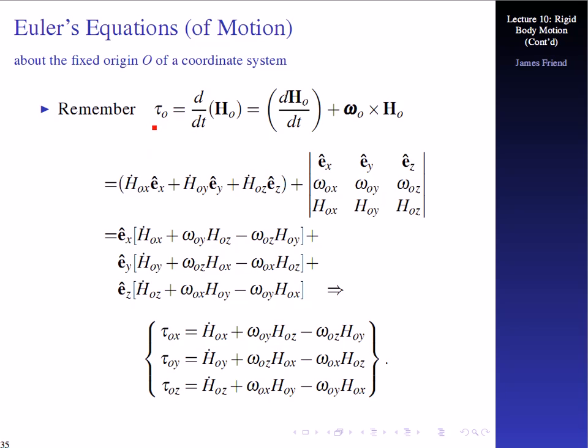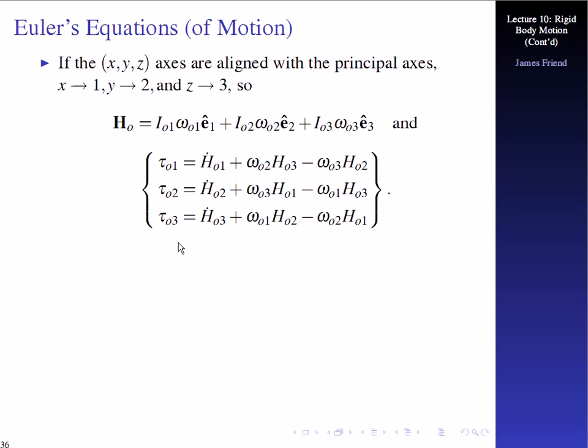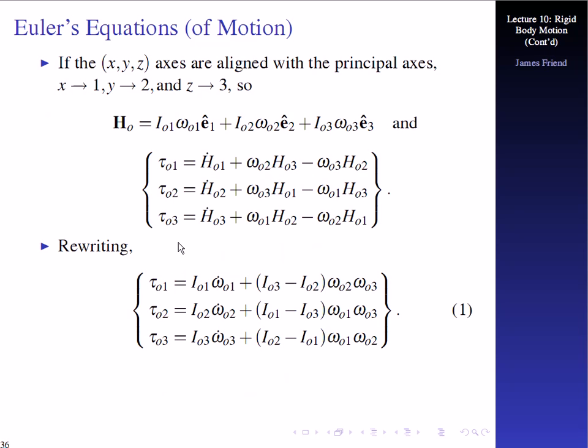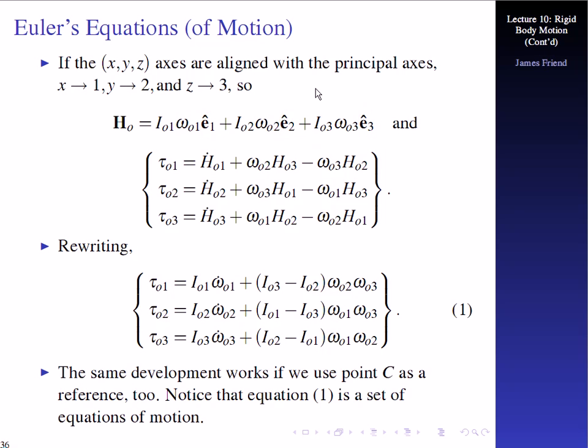Well, remember now, this is actually our equation of motion, like Newton's second law. This is a torque placed on the body about, say, a point O. So it was the time derivative of the angular momentum about the same point, as shown here. And it turns out if we have each of these omegas written out in terms of the Euler angles, then it can be rather large to write out. You can write this out either in terms of body coordinates, e1, e2, e3, or you can write it out in terms of the environmental coordinates. This same development works if we use point C, the center of mass, as a reference.